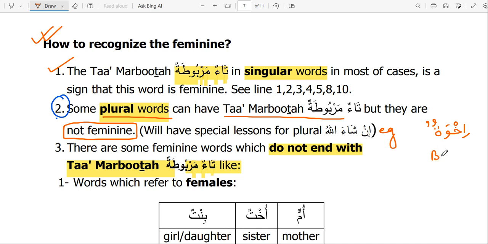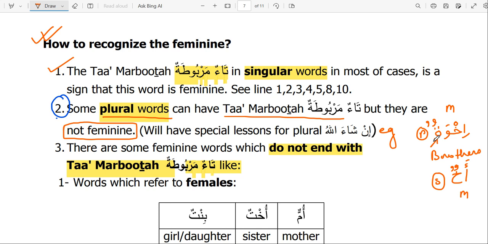Brothers. And the singular is akhun. The singular is akh and ikhwatun is the plural. So there you can see a ta marbuta, and it is the plural of akh. Akh is a male noun. And this is a male noun, but it has a ta marbuta. So there are some exceptions among the nouns which carry a ta marbuta but are not feminine. You will come to know all these words, inshallah, very slowly. Don't worry about it right now.